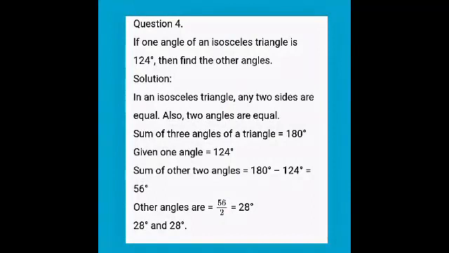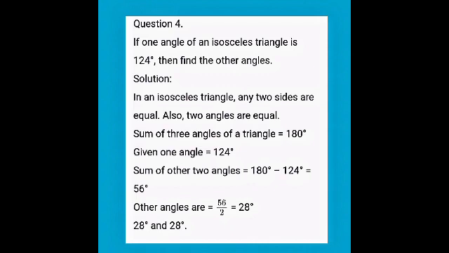Move on to the fourth question. If one of the angles of an isosceles triangle is 124 degrees, then find the other two angles. Isosceles triangle means any two sides or any two angles should be equal. So we have 124 degrees, which is an obtuse angle. To find the other two angles, first you should know the sum of the angles of a triangle. The sum of the angles of a triangle is 180 degrees.